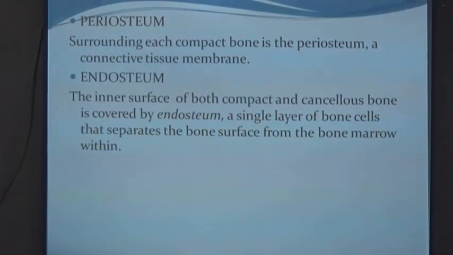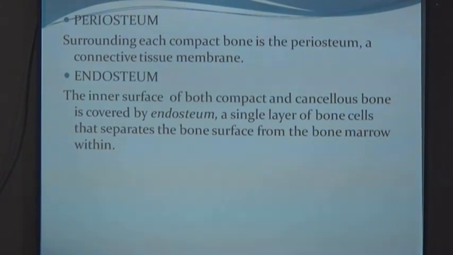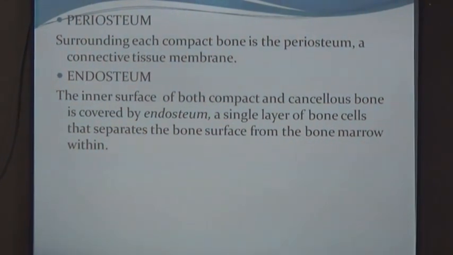Now periosteum. Surrounding each compact bone is a periosteum. Periosteum is nothing but a connective tissue membrane. So many people are not understanding what periosteum is. Periosteum bleeds fast, isn't it? Profusely it will bleed. Why? Because it is a connective tissue membrane.